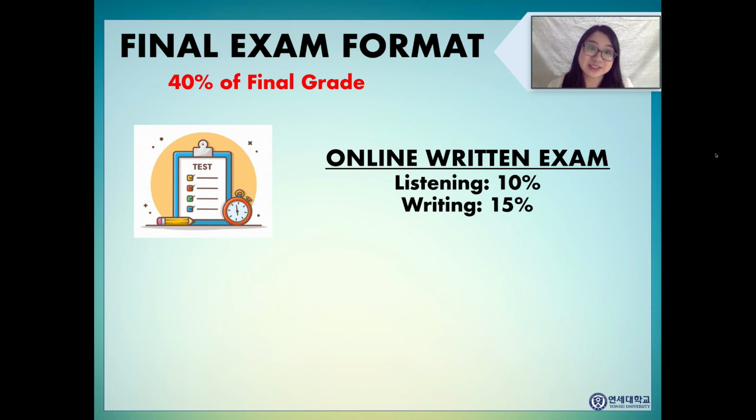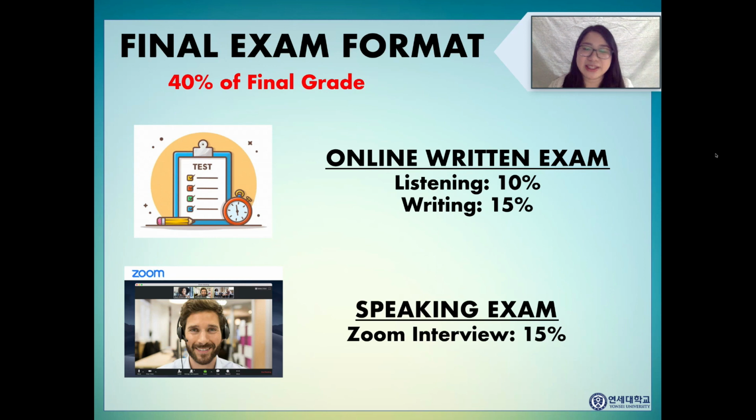Then the next week, we're going to have a speaking exam. And for the speaking exam, we are going to have a Zoom interview together online. So when we get closer to the speaking exam, I'm going to give you some more details about how exactly we're going to schedule the exam. But for right now, just be aware of the format. We'll learn more later.